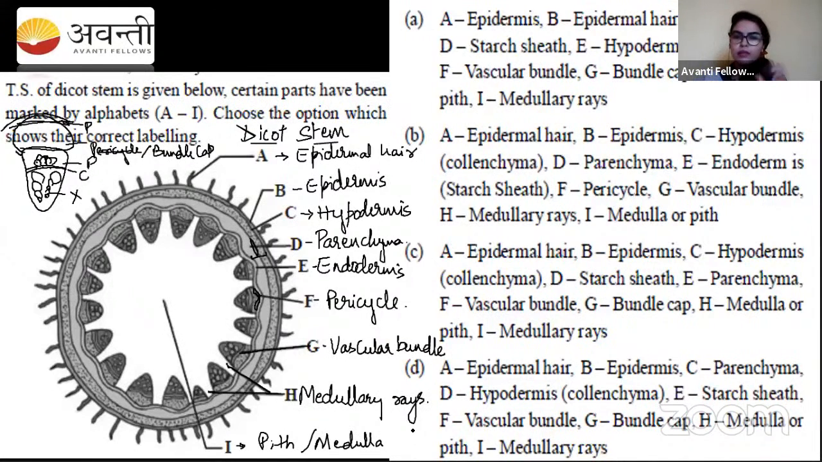So now you tell me which is the correct option for this question. Which is the correct option? Most of you have chosen B. Actually, B is the correct answer. So B is the correct answer for this question, not A, not C, not D.